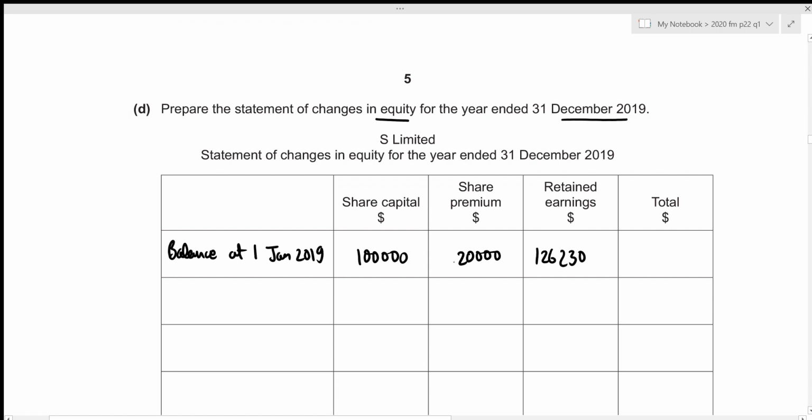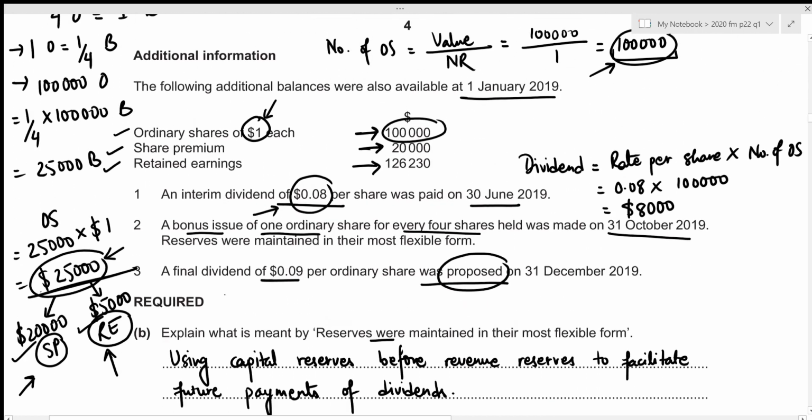Now the total is going to be the sum of these three amounts. So that's 100,000 plus 20,000 plus 126,230, which results in 246,230. Now we just need to record the transactions that took place in between the time of 1st January 2019 and 31st December 2019. So we start with the dividend paid. And we already calculated its amount, right? So the dividend that we paid out was 8,000.